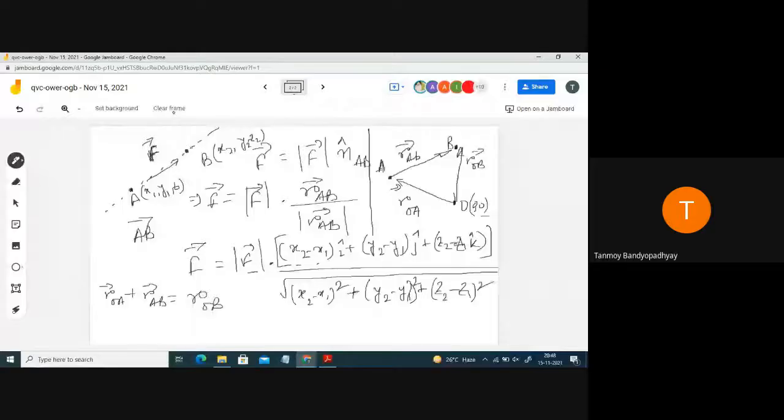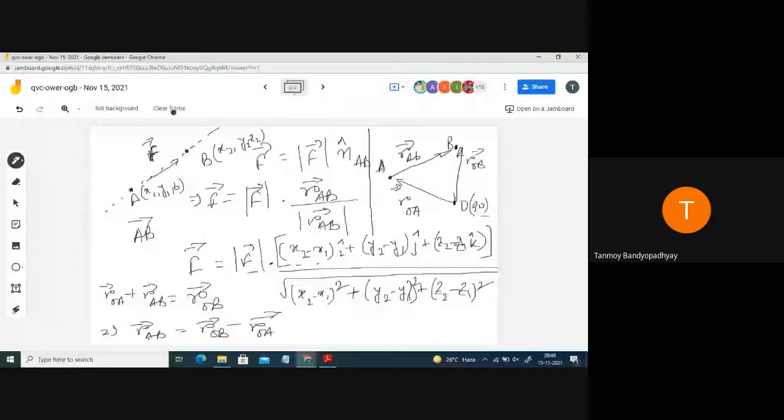So you are supposed to find out RAB. ROA plus RAB is equal to ROB. So RAB is actually given by vector ROB minus vector ROA. Now if you know the coordinates, you can directly determine the things.